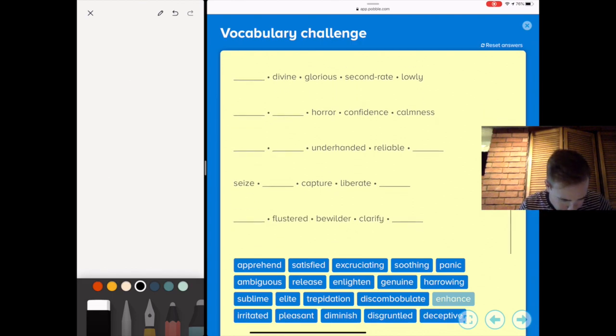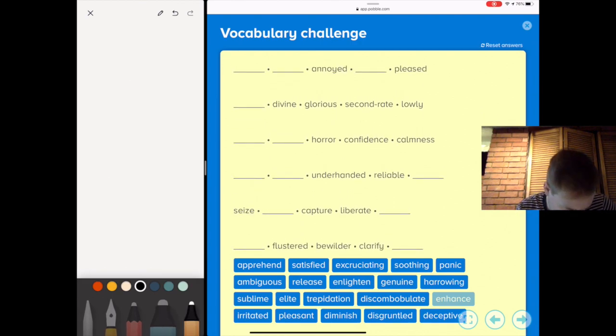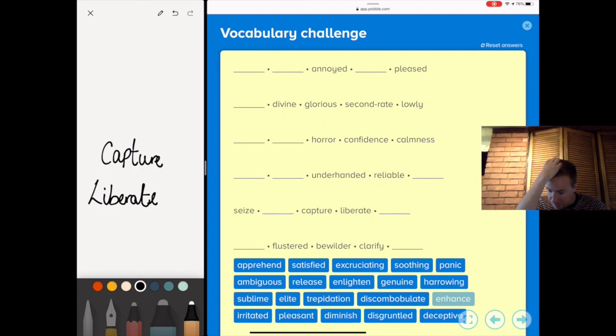Two more. Capture. Okay, you all know what capture means, I'm sure. Liberate means to uncapture or to free. Okay, so liberate means to free somebody. So if you liberate them, you release them.